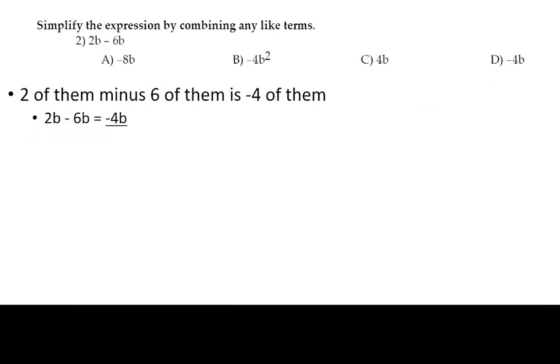Number 2, simplify the expression by combining any like terms. We're given 2b minus 6b. Remember, we can think of variables as things when we're combining them, and 2 of them minus 6 of them would be negative 4 of them. So 2b minus 6b is negative 4b.